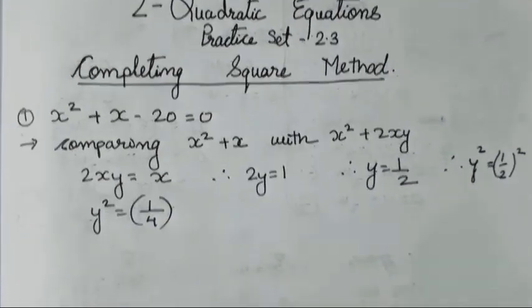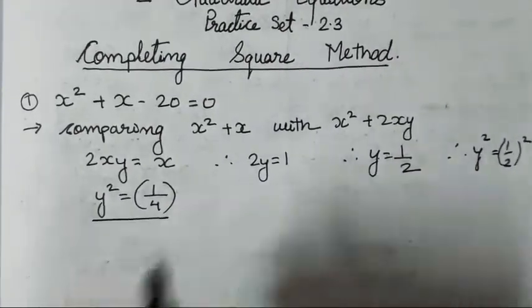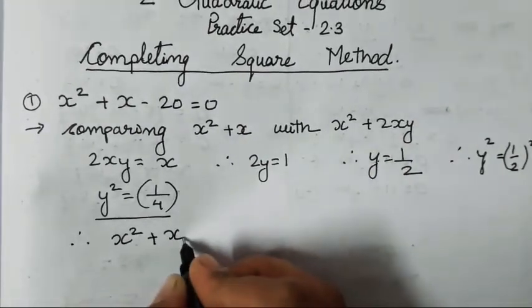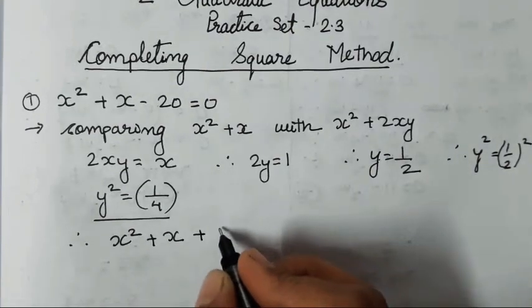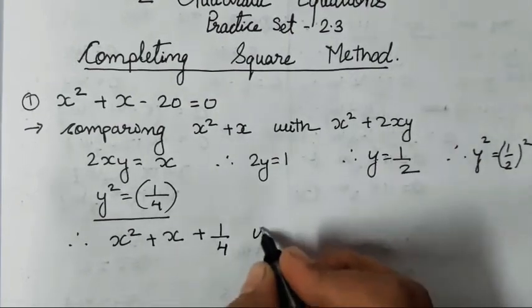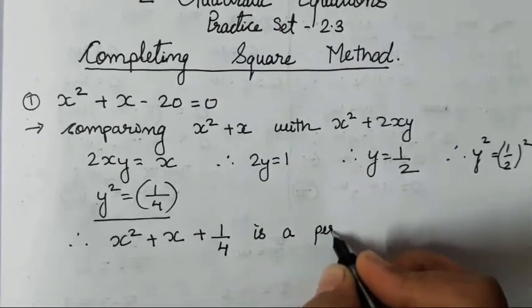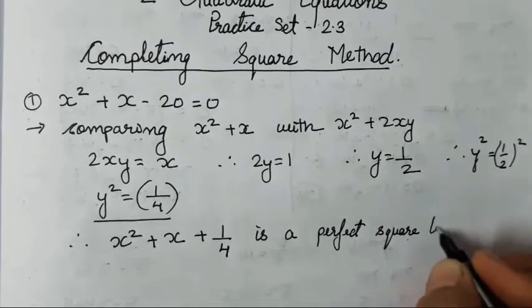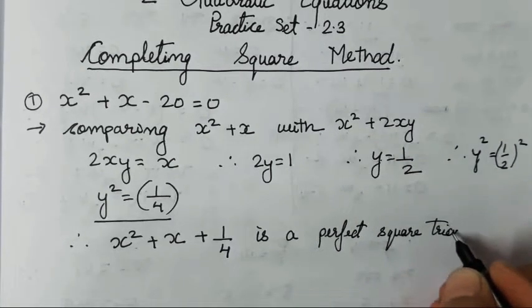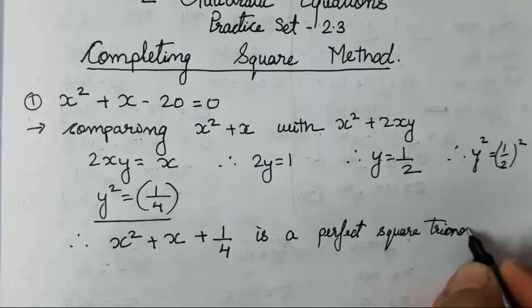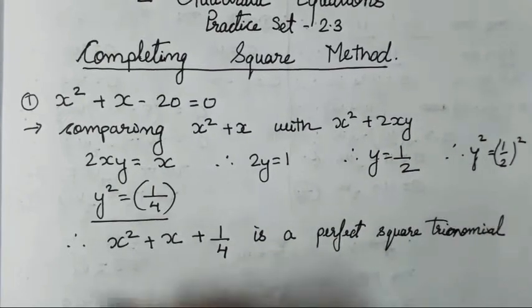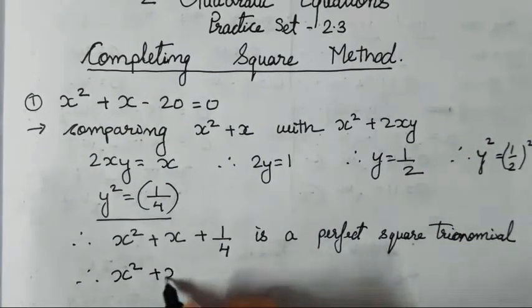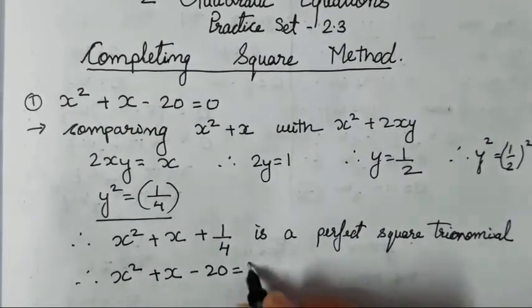Now you have got the value of y square, so let's keep it over here. Therefore, x square plus x plus 1 upon 4 is a perfect square trinomial. This you all have to write. Therefore, the equation was x square plus x minus 20 is equal to 0.